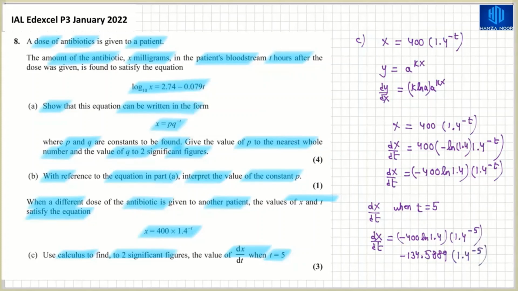So therefore minus 134.5889 multiplied by 1.4 raised to the power minus 5, this is minus 25.0247, but we need to give our answer correct to two significant figures. Therefore, we are going to say that dx over dt is equal to minus 25, correct to two significant figures. This is supposed to be our answer to part C. So this was basically question number 8 of the International A-Level Edexcel P3 January 2022 paper.